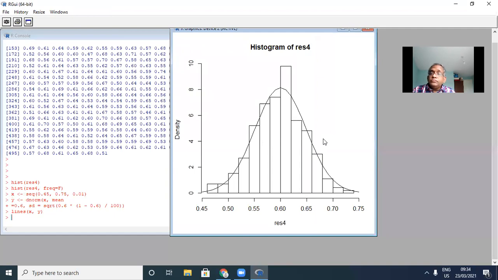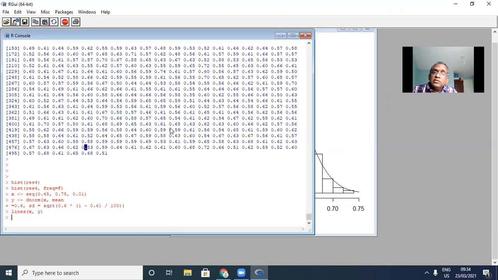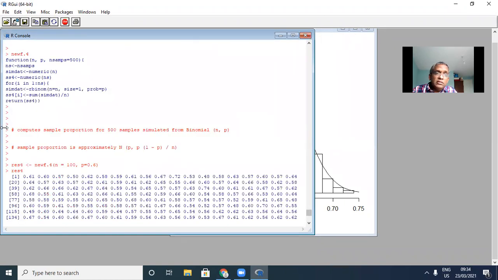As you can see, the density of the normal is a good match to the histogram of the simulated data, as it should be, because this is a result I proved earlier in the class, that the sample proportion is approximately normal. If you have forgotten, please look at the video on the binomial, and you will see this.